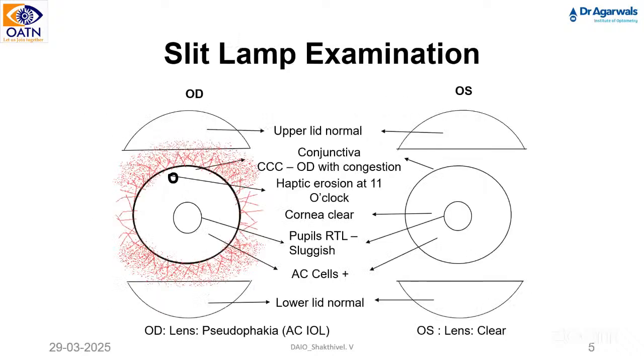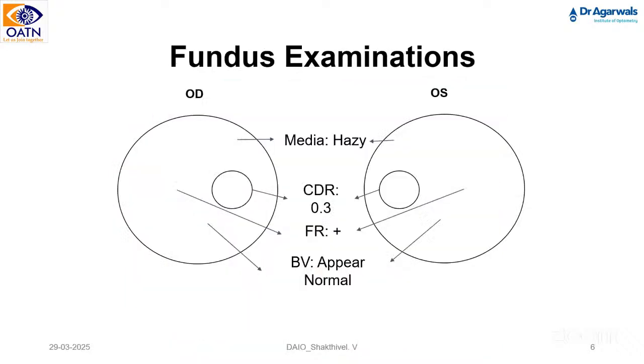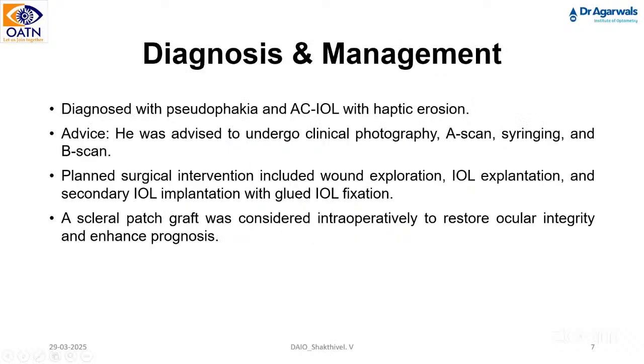On slit lamp examination, it revealed circumciliary congestion in the right eye and haptic erosion at 11 o'clock in the right eye. Pupils were reacting to light, but they were sluggish. Both eyes revealed anterior chamber cells, and presence of pseudophakia, that is anterior chamber IOL in the right eye. So this is the image of the haptic erosion at 11 o'clock. On fundus examination, the fundus was nearly normal.